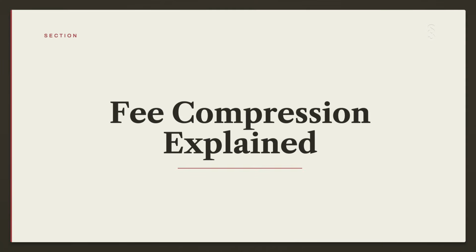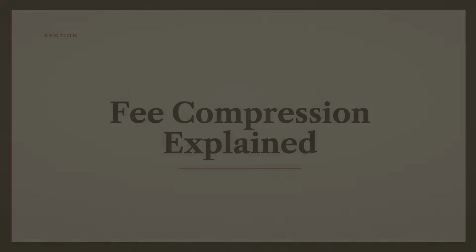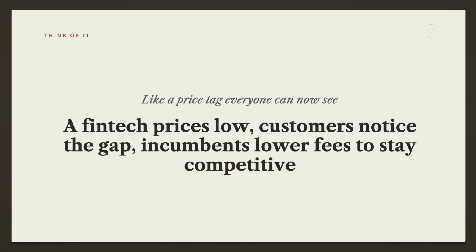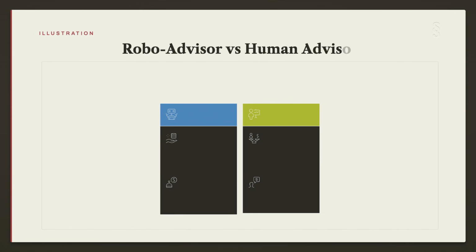Fee compression is the most visible pressure fintech puts on incumbent profitability, and the arithmetic behind it is unforgiving. This is a market-wide mechanism, not a single relationship. A fintech prices far below the norm. Customers see the gap, and incumbents cut their own published fees to keep up, even ones who haven't lost a single client because the reference point itself has moved.